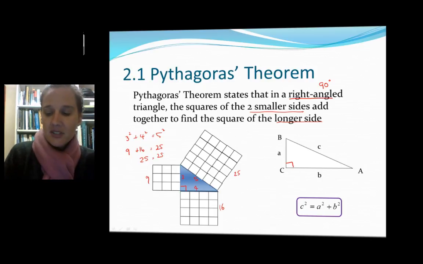So this is Pythagoras theorem, here we have c squared equals a squared plus b squared. C squared is always our hypotenuse. It's opposite our right angle and it is the longest side of our triangle. It is equal to the square of side A and the square of side B.